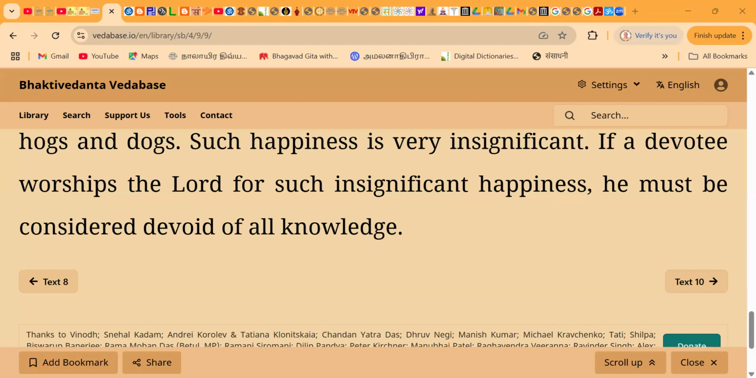Having attained, with great difficulty, a human form of life. Labdhvapavargyam manushyam: having obtained a human form of life, which is very rare and which is suitable for liberation. Apavargyam.